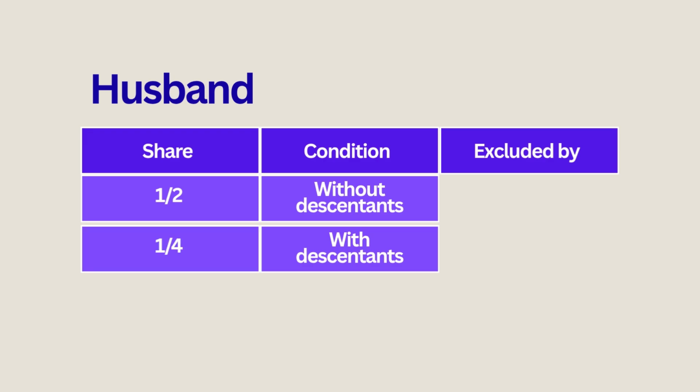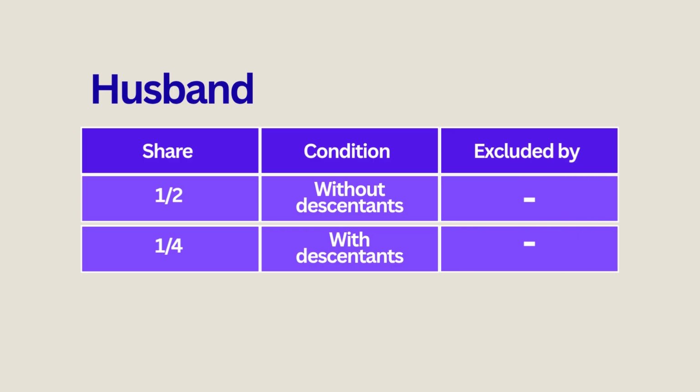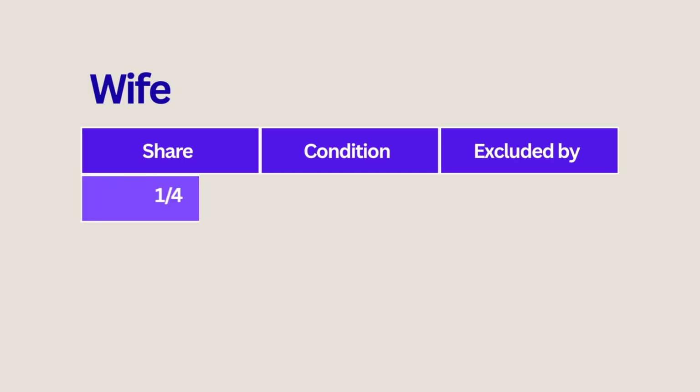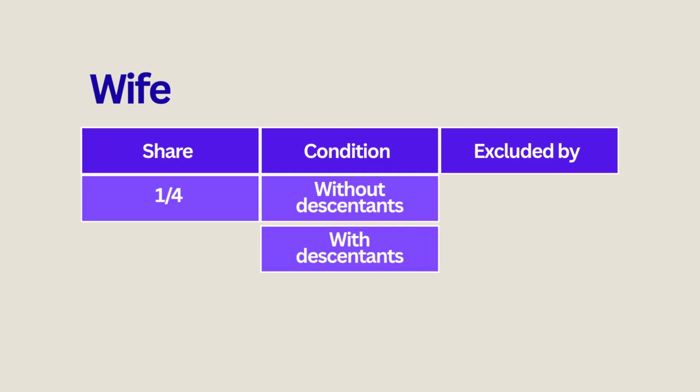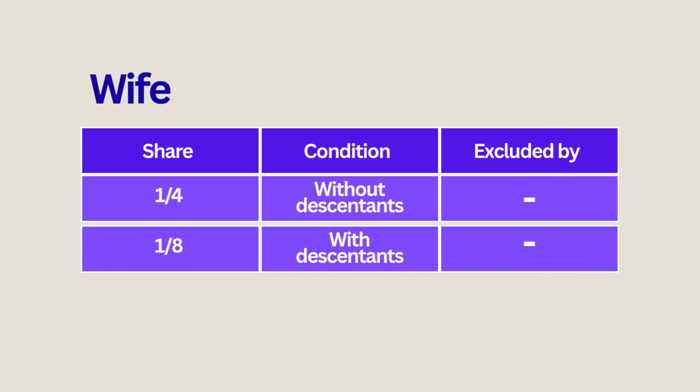The husband is a permanent sharer. No one can exclude him completely from inheritance. 2. The wife. For the wife, her share is one fourth if her husband leaves no descendants. But if there are children or grandchildren, she gets one eighth. Like the husband, the wife can never be excluded, but her share can be reduced depending on the presence of descendants.